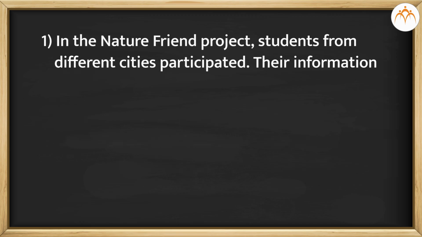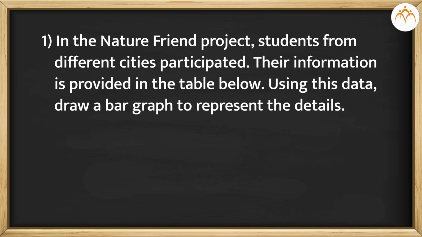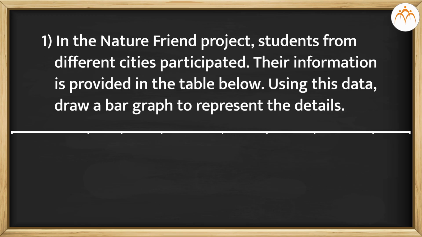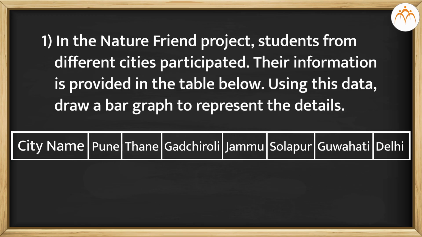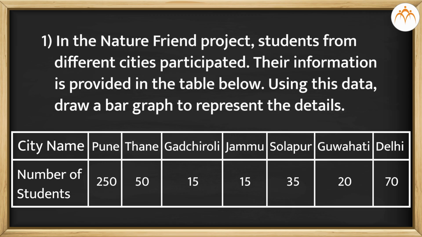Exercise 1. In the Nature Friend project, students from different cities have participated. Their information is provided in the table below. Using this data, draw a bar graph to represent the details. City name: Pune, Thane, Gadchiroli, Jammu, Solapur, Guwahati, Delhi. Number of students: 250, 50, 15, 15, 35, 20, 70.